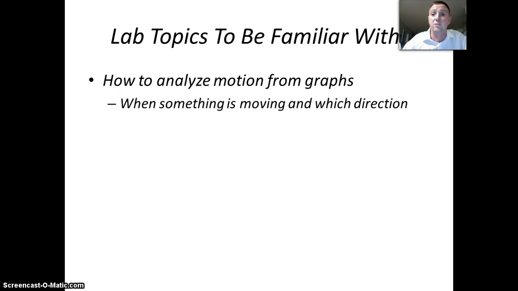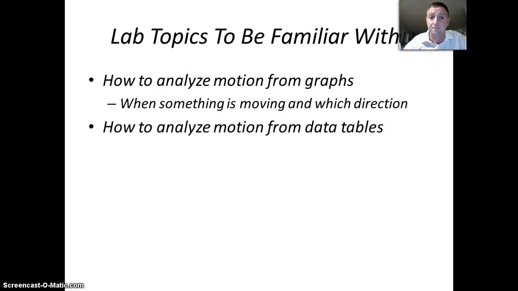How did you analyze your motion from the graphs? How do you know when something is moving and which direction? Remember the first lab we did? Walking towards and away from the motion sensor. Which one had a positive number and which had a negative number?